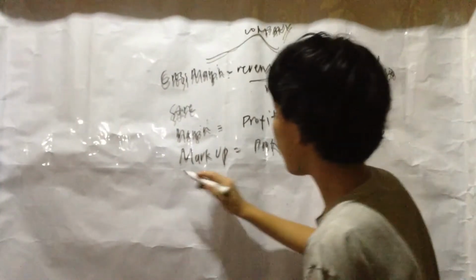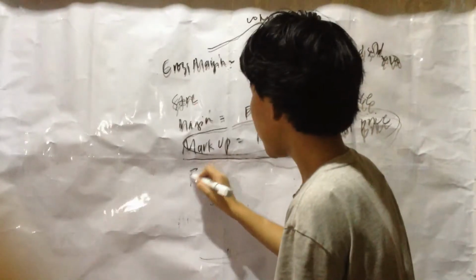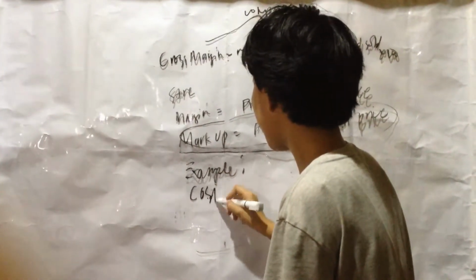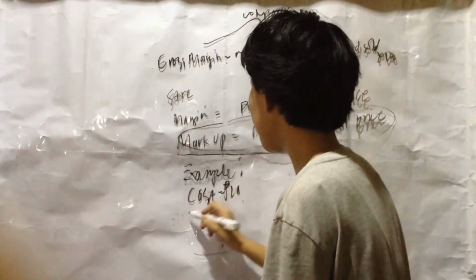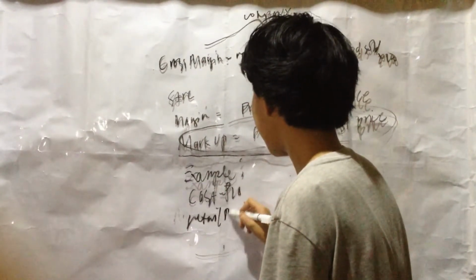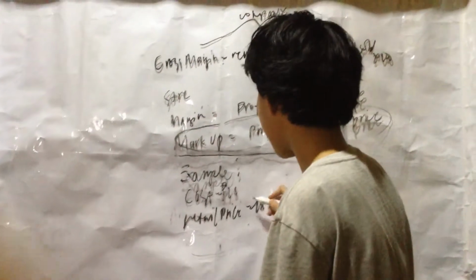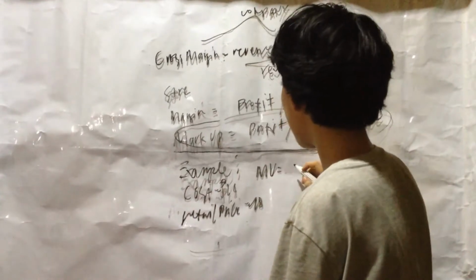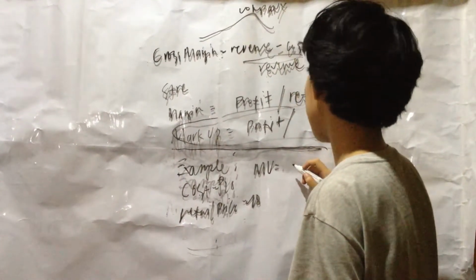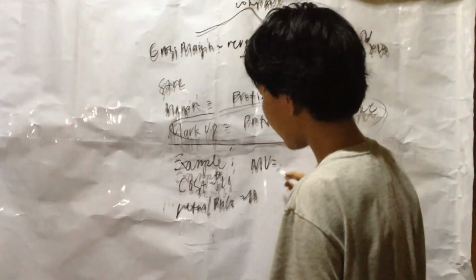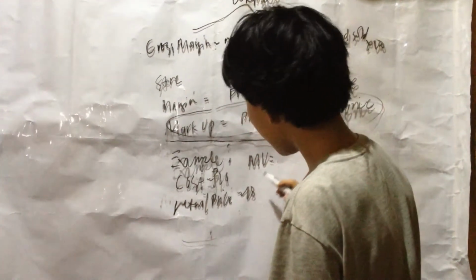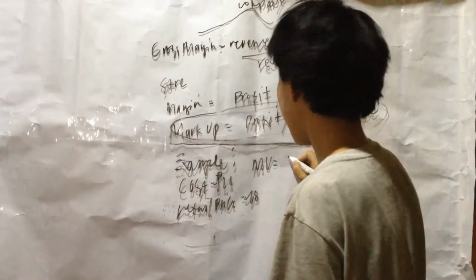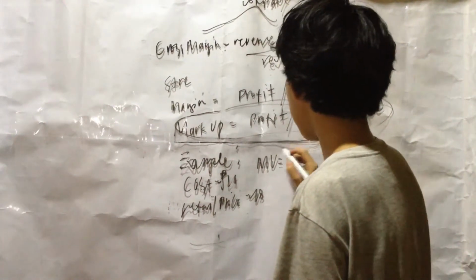Ngayon, magbigay tayo ng example. Yung cost natin is worth of 10 pesos. Tapos, yung retail price naman is 18 pesos. Ngayon, kunin natin muna yung markup. Markup is equals to profit over cost price. Yung profit kasi, ang formula ng profit is 18 minus 10, retail price minus cost price. So, equals to 8. Tapos, profit is equals to 8.